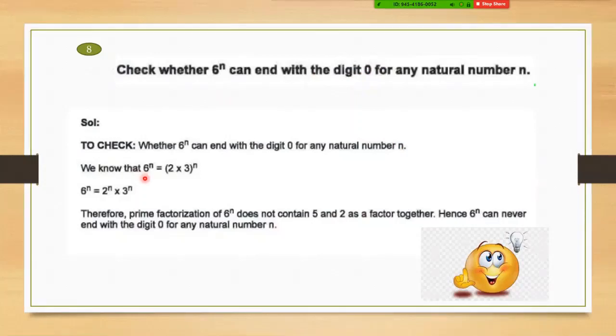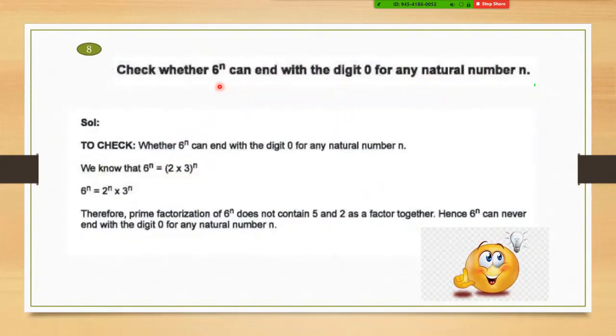If it is 6 to the power of n, 6 can be written as 2 into 3. So find the prime factors of the given number. 2 into 3 means 6 to the power of n cannot have the last digit as 0. Only if it had 2 and 5 as its prime factors could you say that the number will have 0 as the last digit. Try to understand the logic.